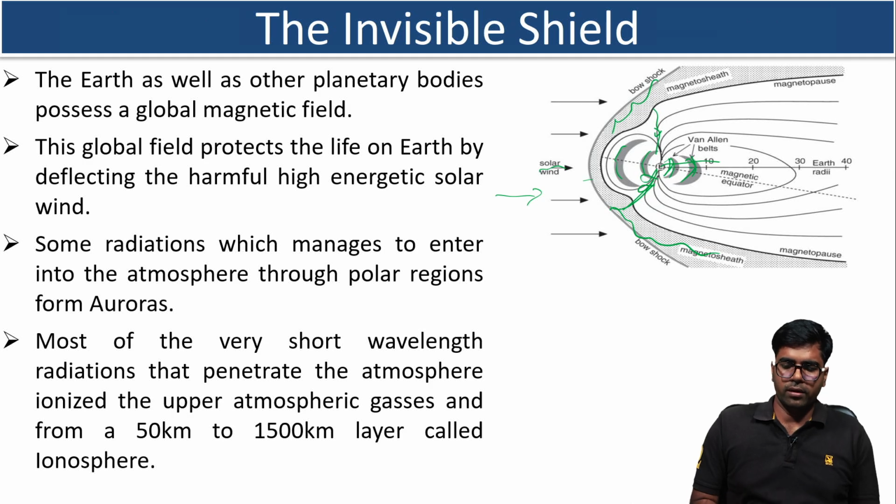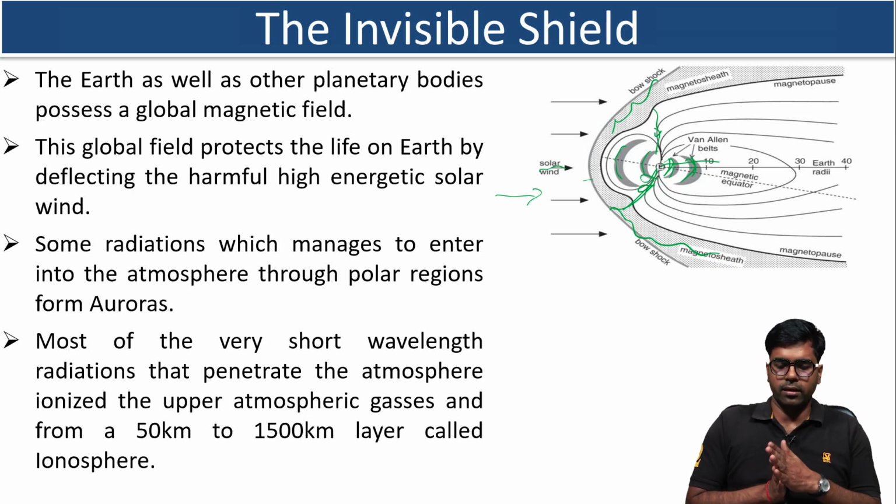Not only does it deflect the solar wind, the Earth's magnetic field also helps us in guiding satellites and adjusting their orientation. It also helps some birds find direction. It also helps us get direction using a compass.